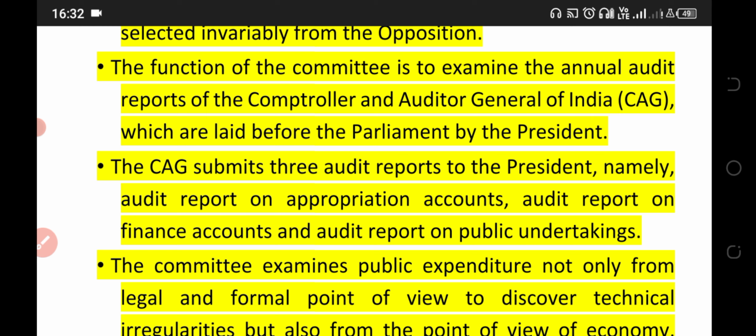The function of the committee is to examine the annual audit reports of CAG, which are laid before the Parliament by the President. The CAG submits 3 audit reports to the President, namely audit report on appropriation account, audit report on finance account, audit report on public undertaking.